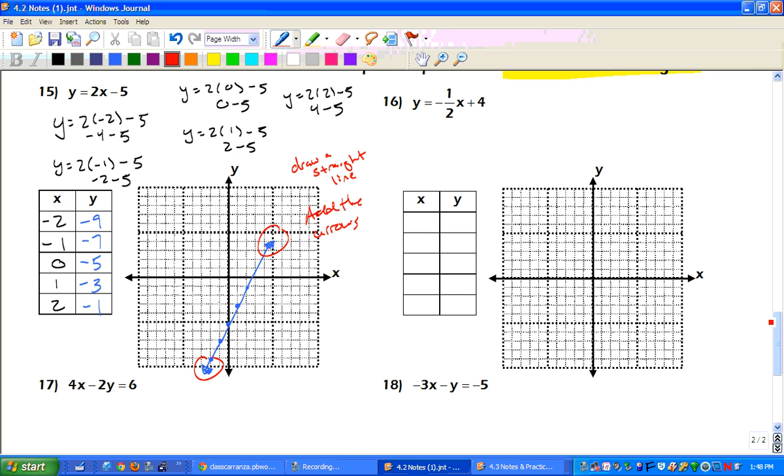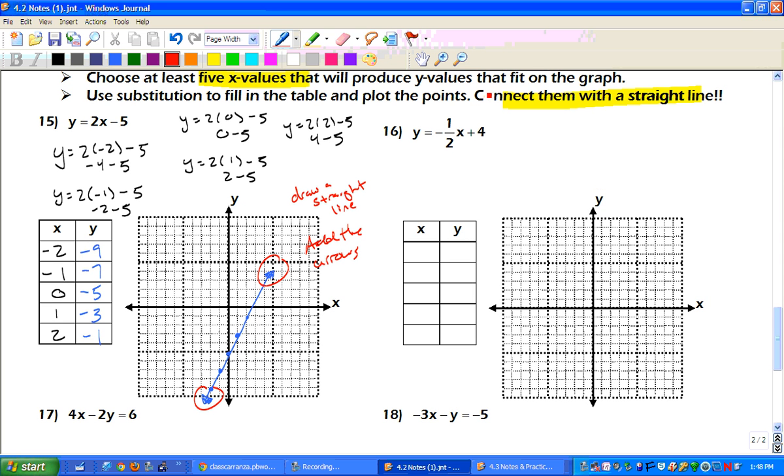Okay, now let's take a look at the next one. The next one is y equals -1/2 x plus 7. Now, the nice thing about this is the y is already by itself.